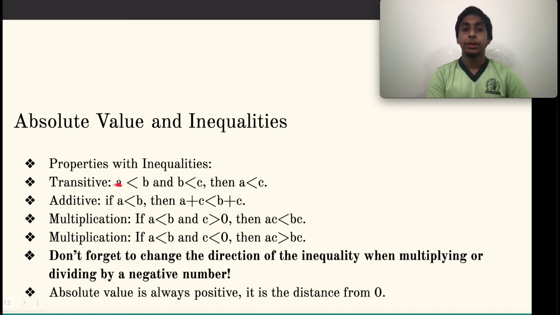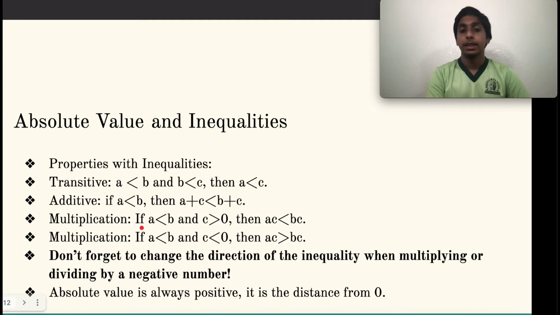Pretty self-explanatory, right? So if A is less than B and B is also less than C, then A has to be less than C. Here's the additive property, which is if A is less than B, then A plus C is less than B plus C. And obviously we're assuming that this is all for positive integers.